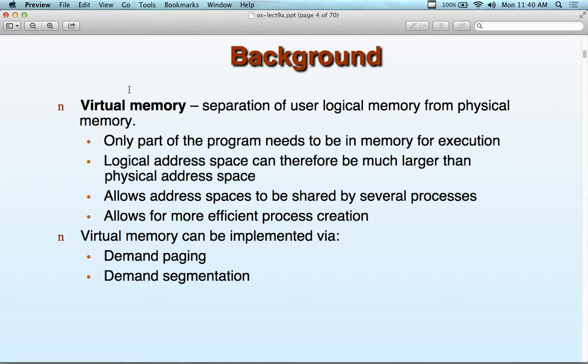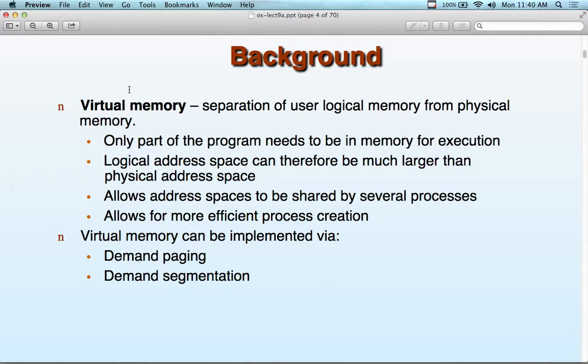Only part of the program needs to be in memory for execution, which is actually kind of the funny thing: we think we have the whole program in. We don't. We only have the parts that we need to run. And so the logical address space can therefore be much larger than the physical address space. So again, taking the abstraction of, I say doubling or tripling, I don't really know what they're doing these days. I would say it's almost bigger than that, actually. So you're making the abstraction of there being more memory than there really is installed on the computer.